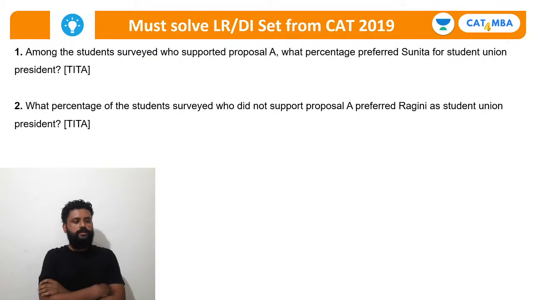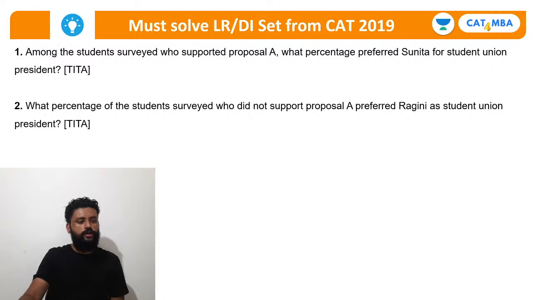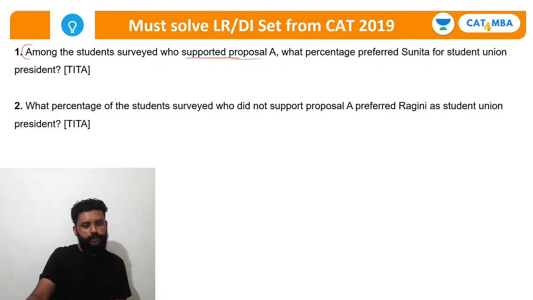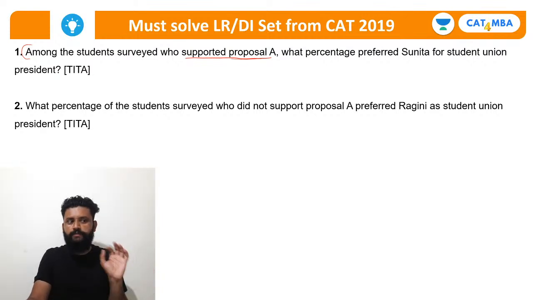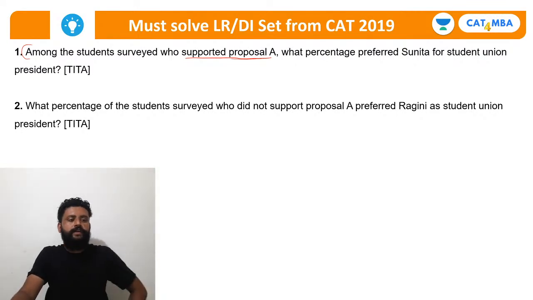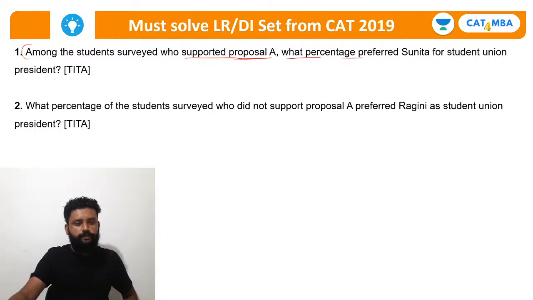Among the students, do it carefully now. Once you understand, once you have solved it, you should solve these questions again carefully. Among the students surveyed, who supported proposal A. So those students who supported proposal A. The question is a bit tricky, not completely straightforward. We have all the information now, but still we should not make a mistake. Okay. So of the students surveyed who support proposal A, what percentage preferred Sunita for student union president.